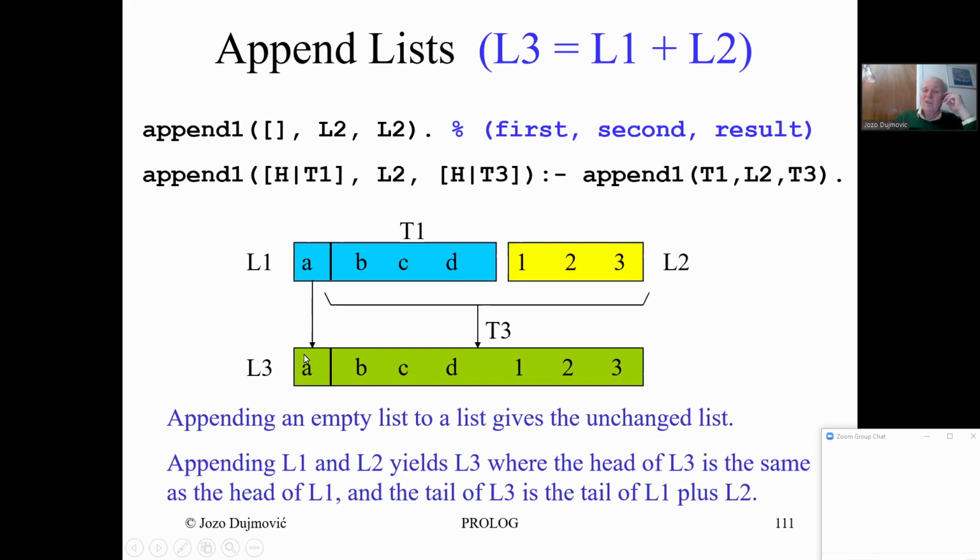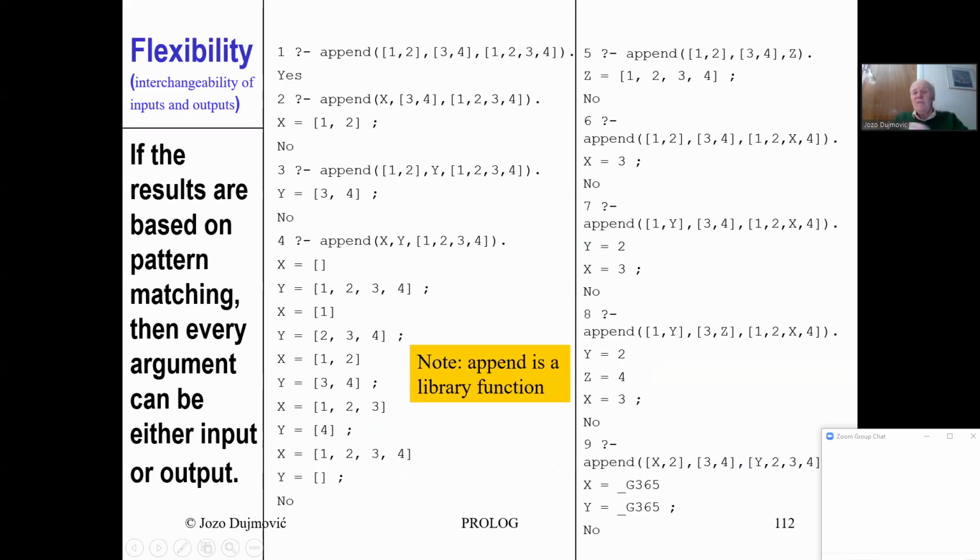And this is copying this A to A. Head, head. If I can create T3, which is the tail here, by appending tail T1 and list 2. Tail T1 and list 2, and that is creating tail 3. So if I have this kind of append function, this is something that can work in a very flexible way. And this is an extremely important slide because it shows interchangeability of inputs and outputs.